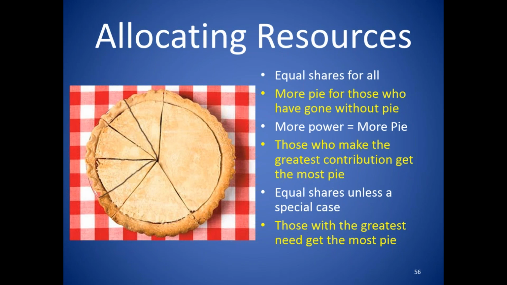But we could also talk about allocating resources based on giving larger allocations of pie, or whatever the resource might be, for those who've previously gone without those resources. We could say that people with the greatest power get the greatest number of the resources. We could talk about those who made the greatest contribution to developing the resource should gain the greatest share of those resources. We can talk about equal shares with the exception of special cases. Should we give children a greater share than we do adults? And finally, those with the greatest need get the greatest resources. So I like to use that example of how you slice a pie, but we'd be talking about a variety of healthcare resources.